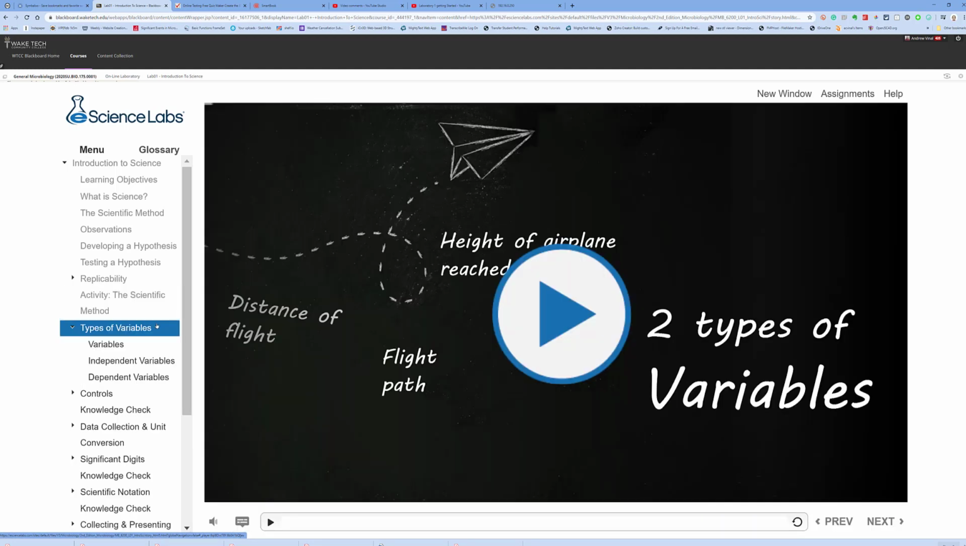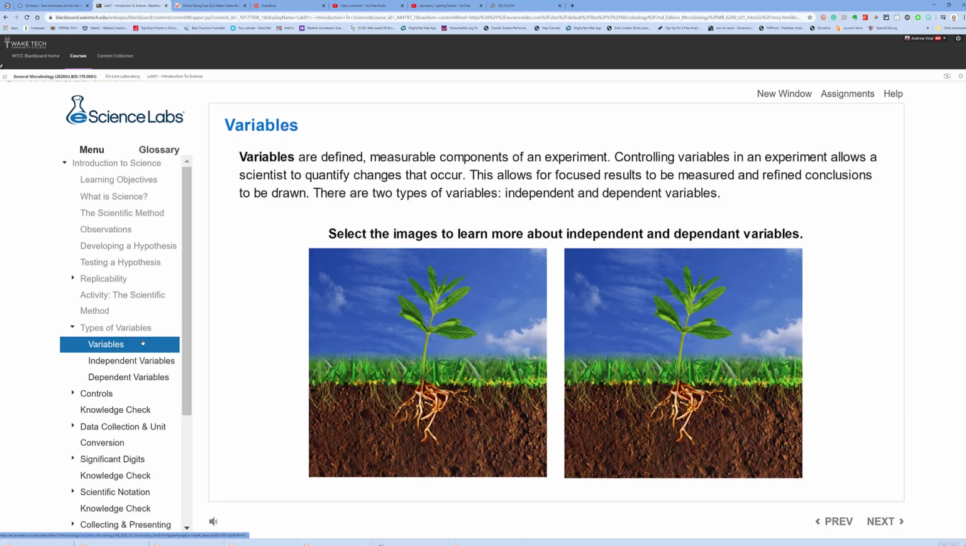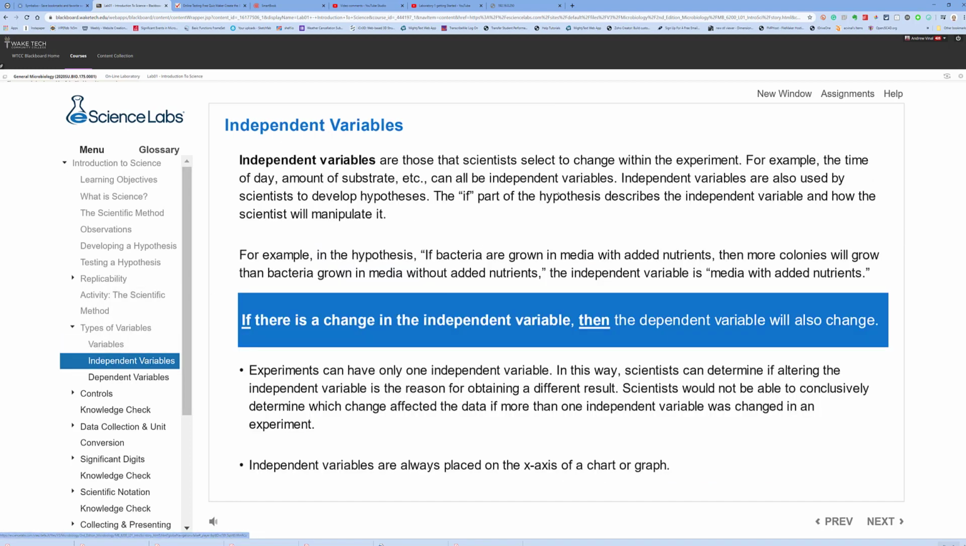We got a video that talks about variables. Variables are really important. Variables are defined as measurable components of an experiment. Controlling variables in an experiment allows a scientist to quantify the changes that occur. So we have 2 different types of variables. We have independent variables, and those are what the scientist selects to change within the experiment. For example, the time of day or amount of substrate can all be independent variables, used by the scientist to develop the if part of a hypothesis.